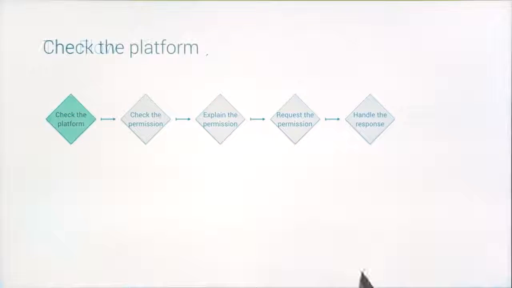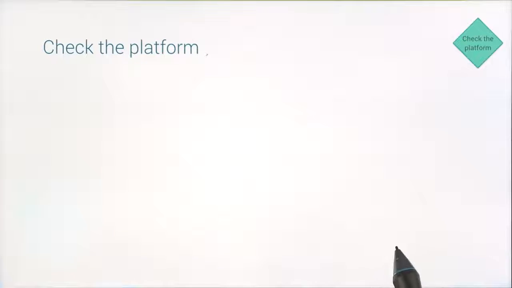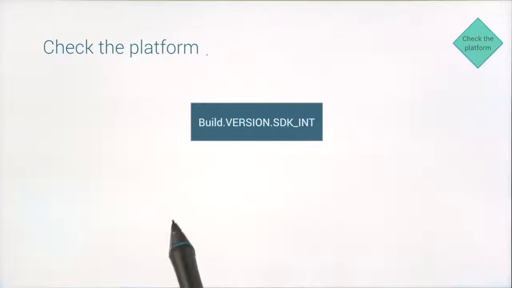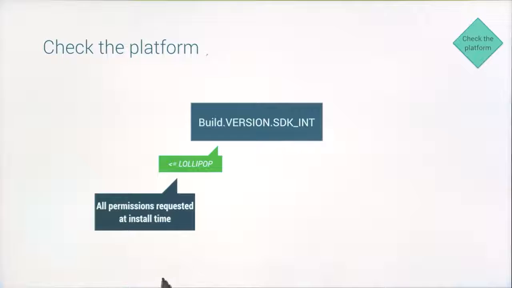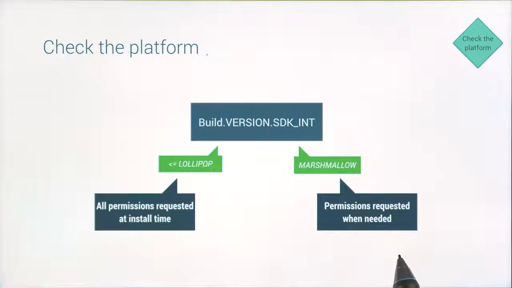So first, check the platform. Runtime permissions are backward compatible with older SDKs by reverting to the original install time request. So if your user is on an older SDK, then you know the permission was granted when the app was installed. However, if your user's on Marshmallow, then you can't be so certain.